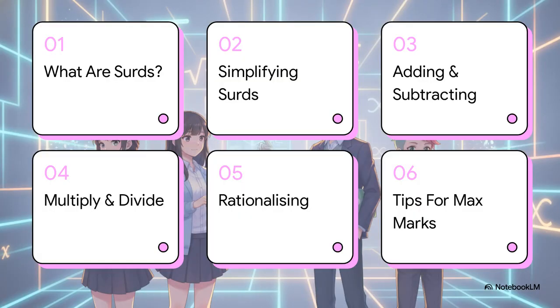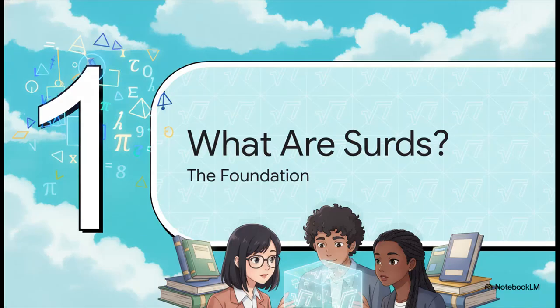Okay, so here's our game plan. We'll start at level 1, what are surds? Then, level 2 is simplifying surds made easy. After that, level 3 covers adding and subtracting rules, followed by level 4 on multiplying and dividing. Then we hit the boss battle in level 5, rationalizing the denominator. And we'll wrap up with level 6, tips for maximum marks. So, kicking things off with section 1, what are surds, the foundation?